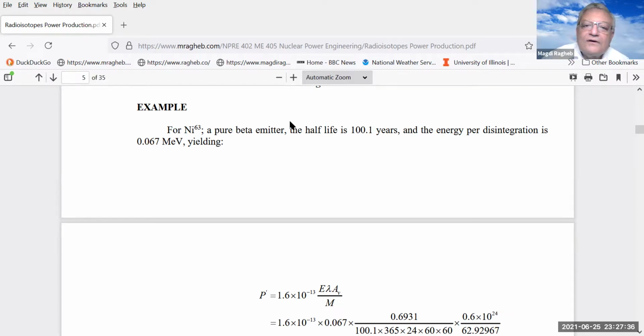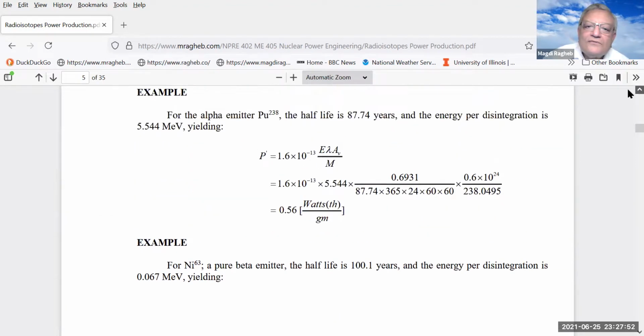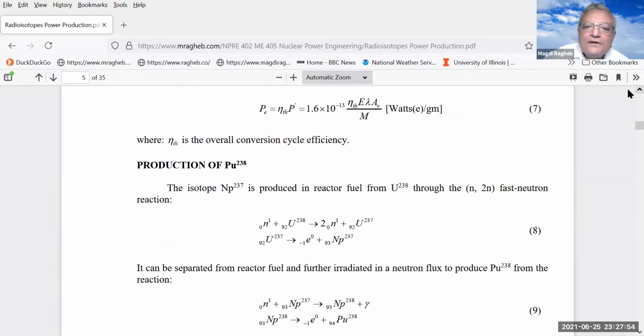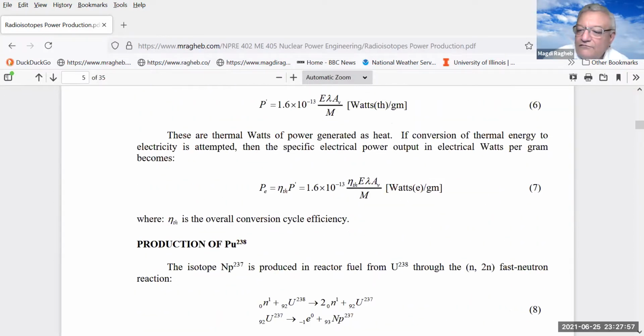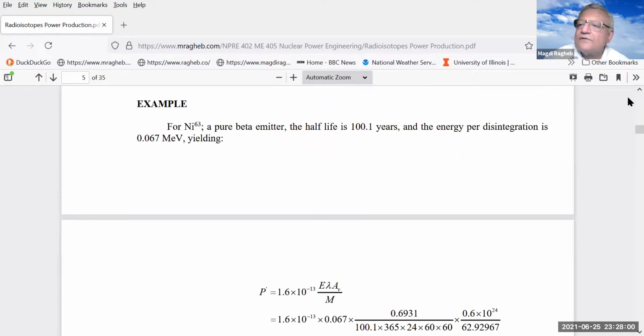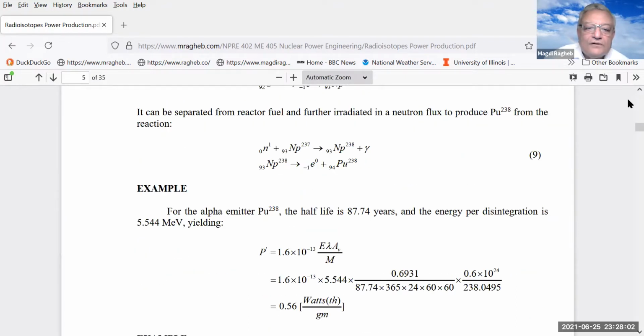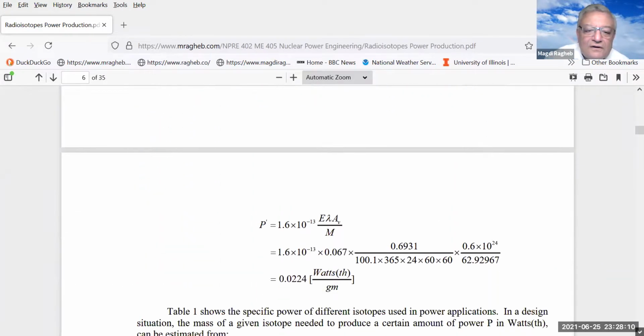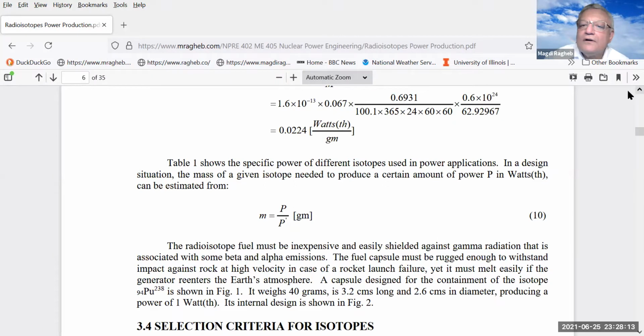But because it has a long half-life, you'll find that it also has a very low energy per disintegration. That's 0.067 million electron volts. Compare this to plutonium-238, where the energy per disintegration was 5.56 million electron volts. So it's quite a big difference. See here, 5.5 million electron volts per disintegration. Nickel-63 emits beta particles at a much lower level.